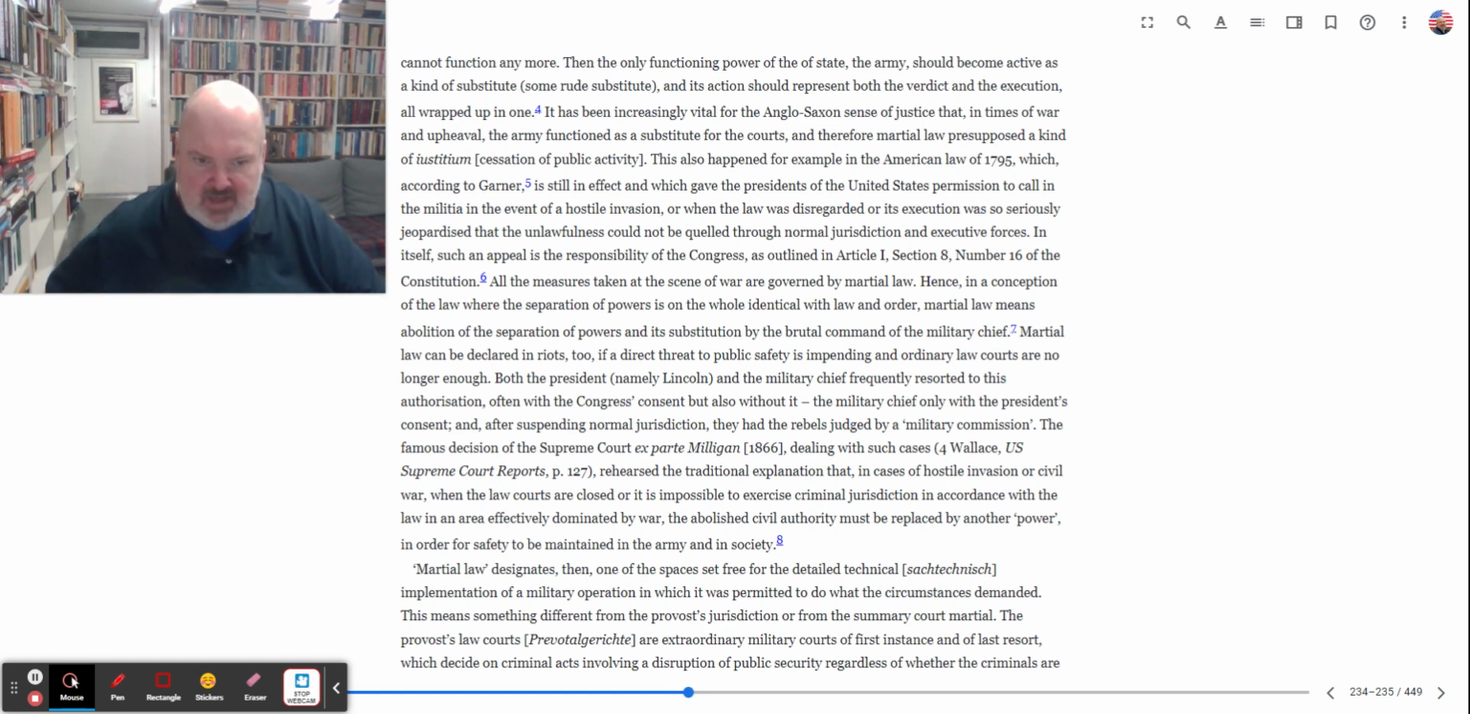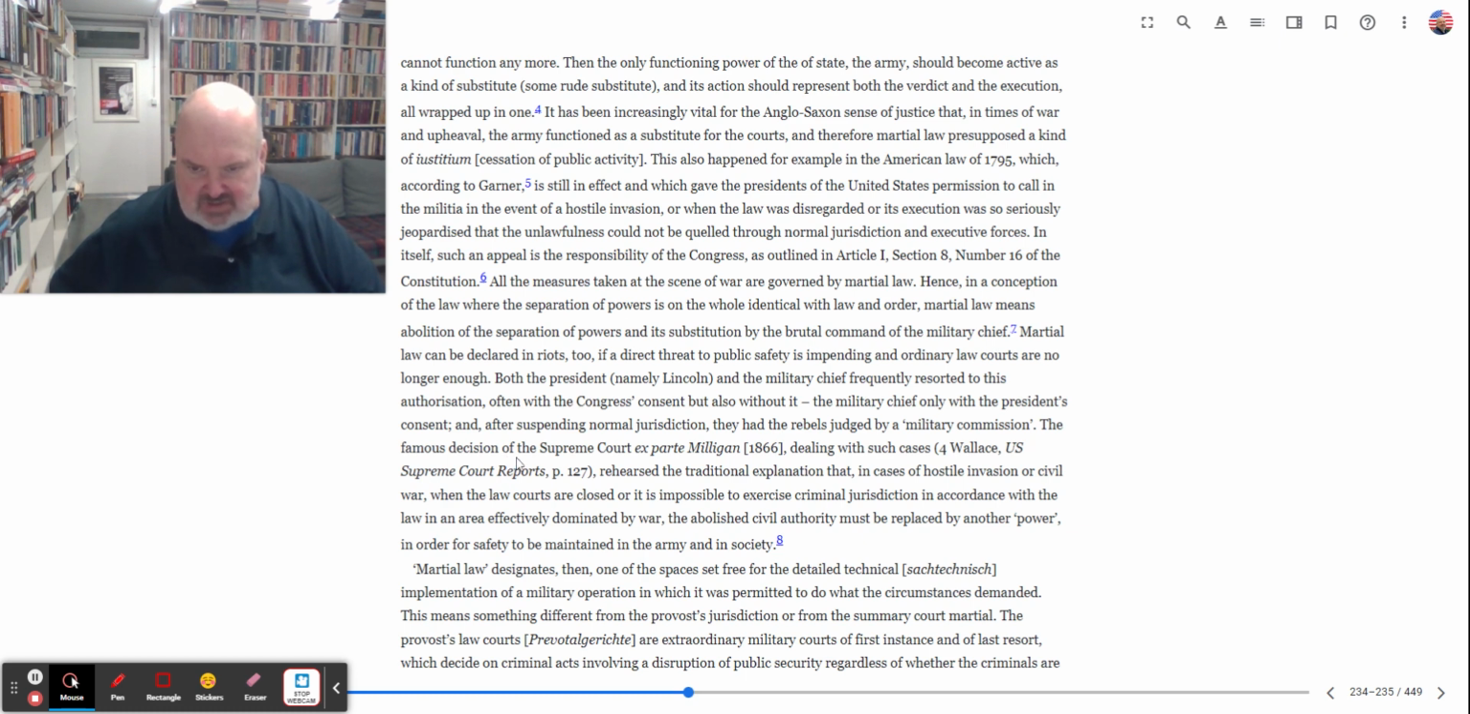Martial law and committee declared in riot. If the direct threat to public safety is impending and ordinary law courts are no longer enough, the president, namely Lincoln, and the military chief frequently resorted to this authorization, often with the Congress's consent, but also without it. The military chief acted only with the president's consent, and after suspending normal jurisdiction, they had the rebels judged by the military commission.